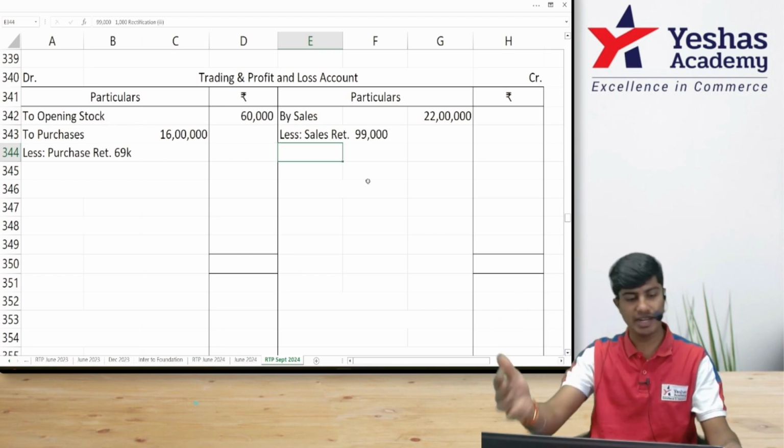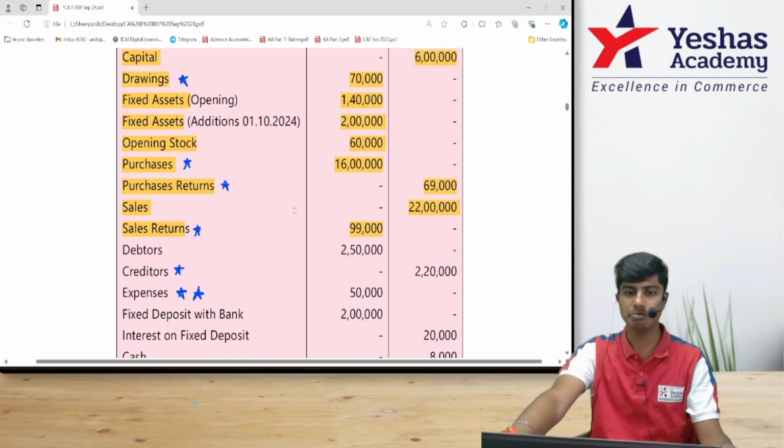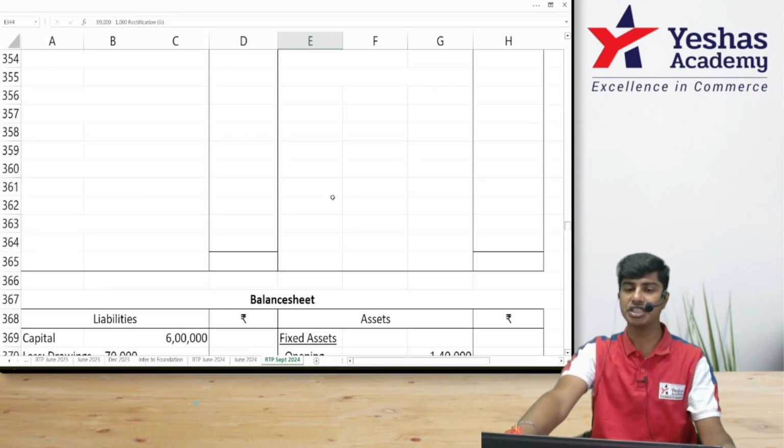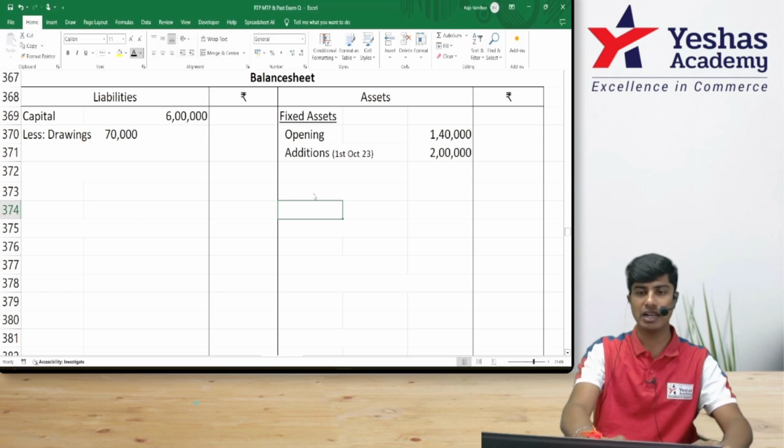99,000 for now. Later when I come there, I'll do the adjustment. Order is important. Don't jump. Then debtors. How much is debtors? 2 lakh 50. Where do I write this debtors of 2 lakh 50? I'll write it in the balance sheet on the asset side.